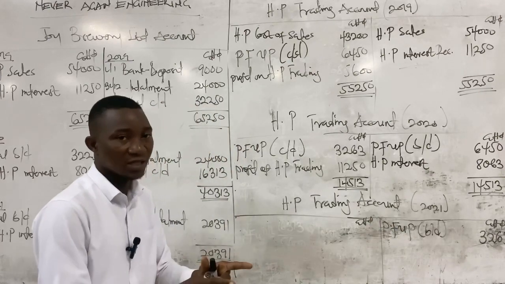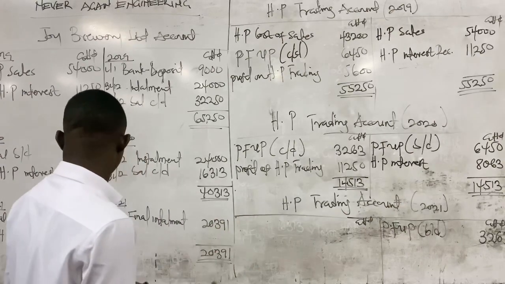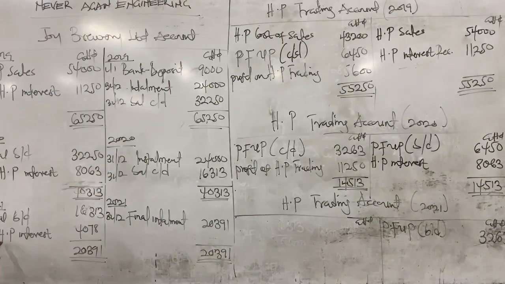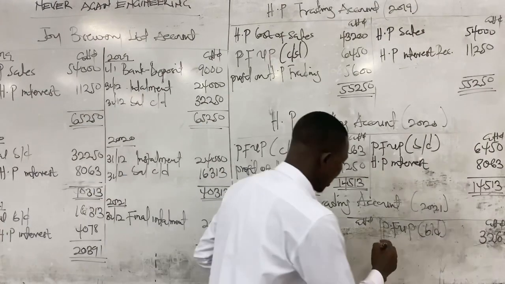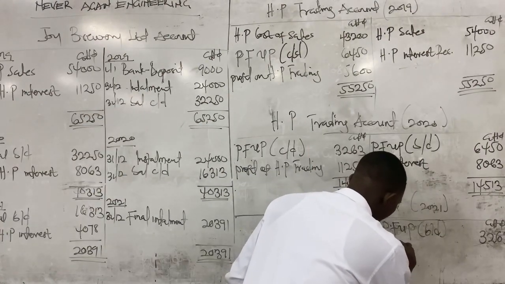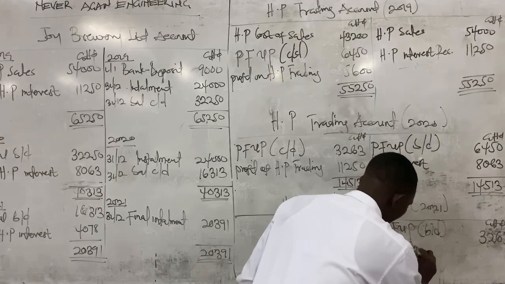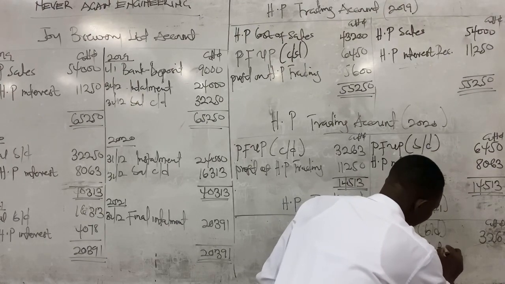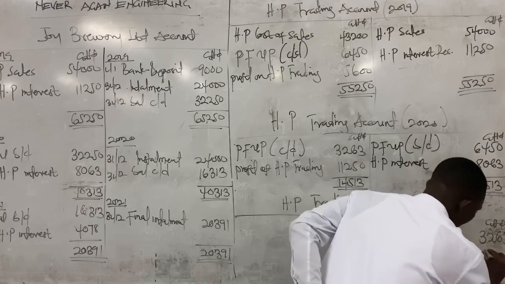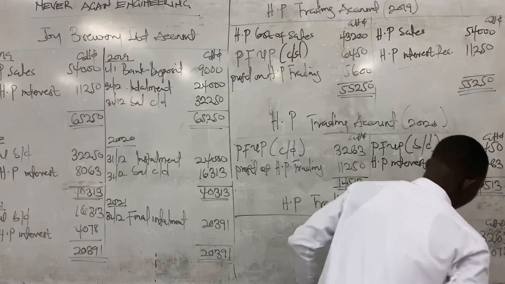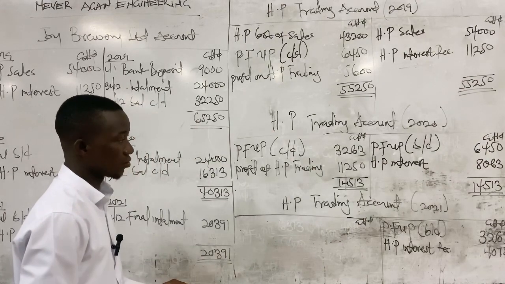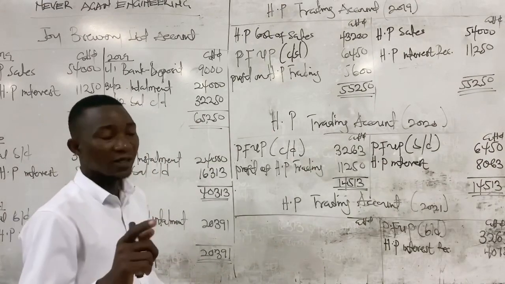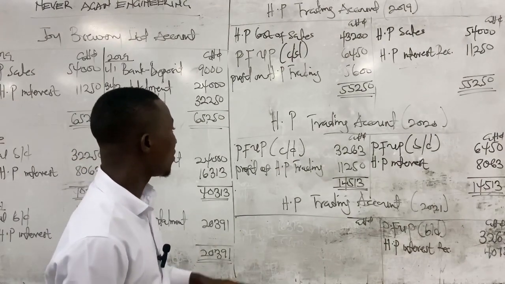And after recording the provision for unrealized profit brought down, you have to remember that there is an interest received at the end of 2021, and that interest received here is an amount of 4,078. That is hire purchase interest received for 2021. That should be credited. So hire purchase interest received, and the amount is 4,078.